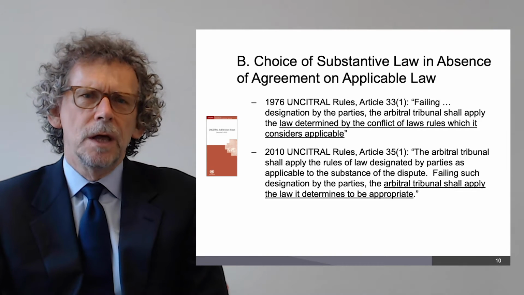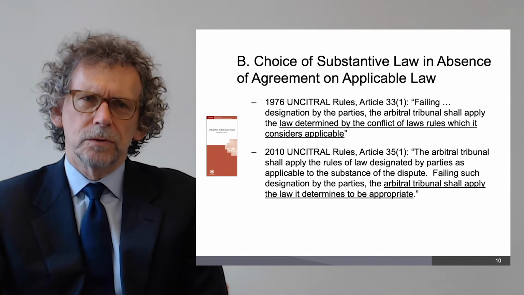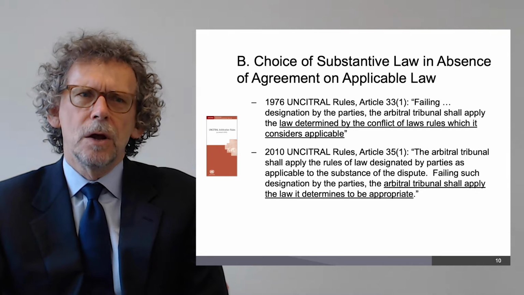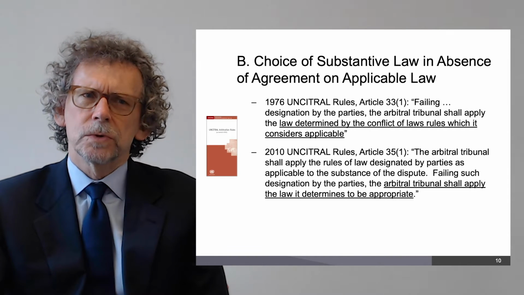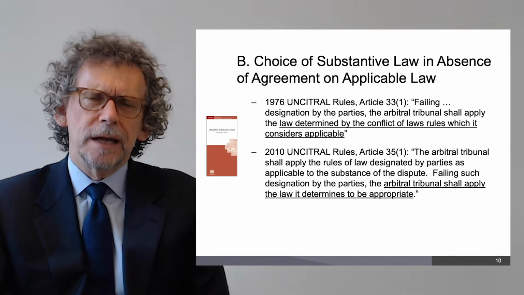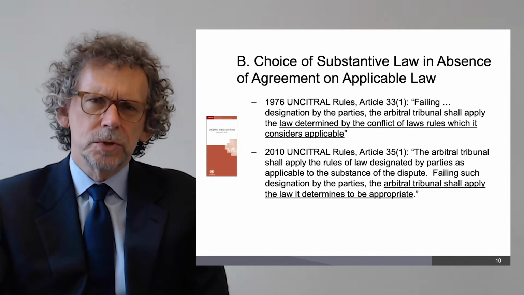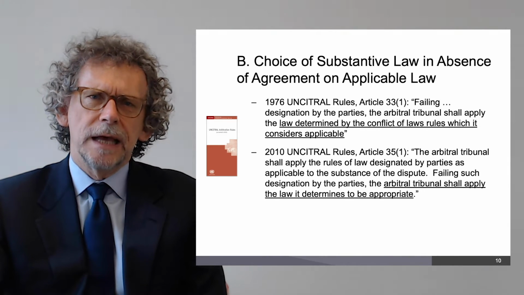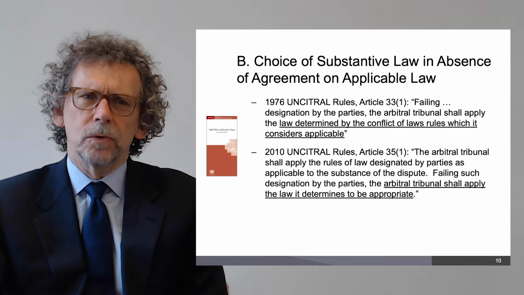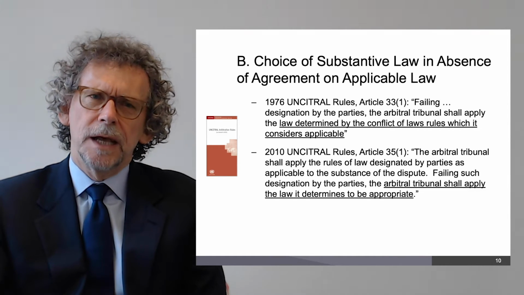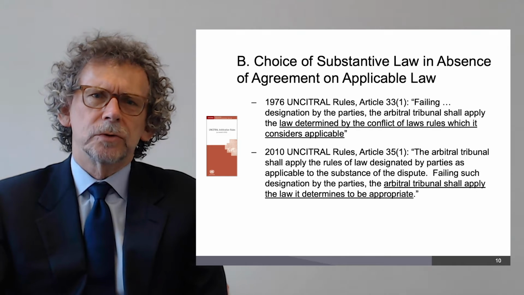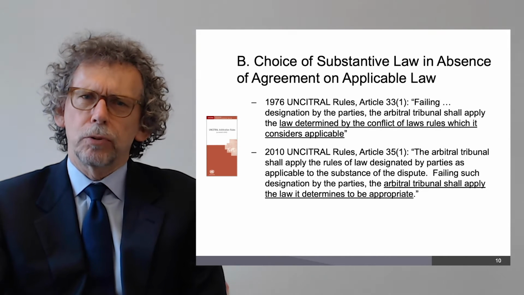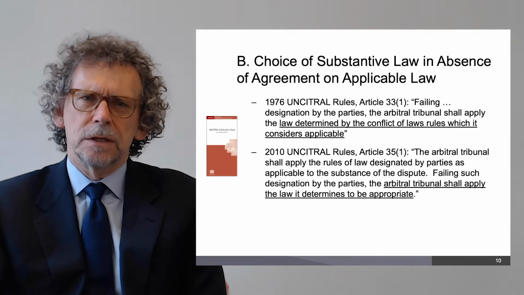We can see in the original 1976 UNCITRAL Arbitration Rules, Article 33, subparagraph 1, recognizes the tribunal's authority to apply the law determined by the conflict of laws rules which it considers applicable, a broad grant of authority for the tribunal to pick those choice of law rules that it considers applicable. The UNCITRAL Rules from 2010, in Article 35.1, recognize an even broader grant of authority. The arbitral tribunal shall apply the law it determines to be appropriate, a broad grant of discretion to the arbitral tribunal to select an applicable law directly.